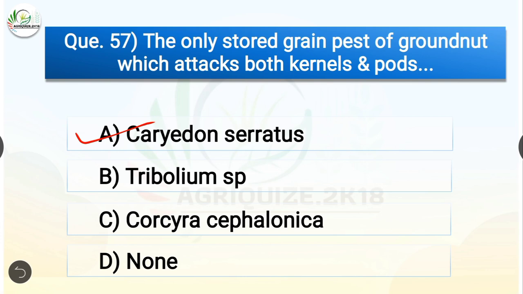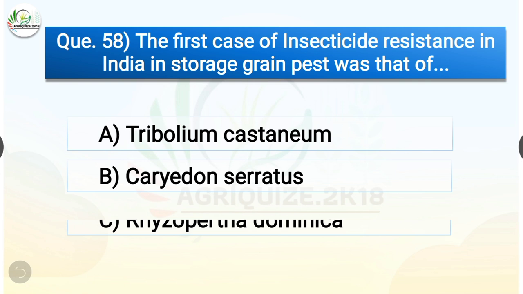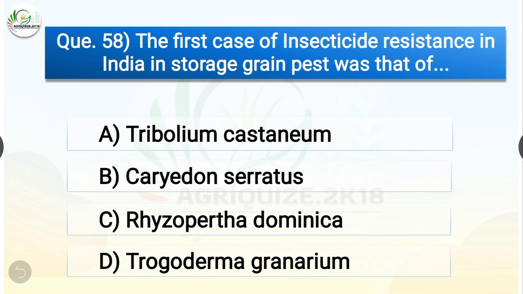Question number 58. The first case of insecticide resistance in India in storage grain pest was that of dash. The options are Tribolium castaneum, Caryedon serratus, Rhyzopertha dominica or Trogoderma granarium. The correct answer is option A, Tribolium castaneum. So the first case of insecticide resistance in India in storage grain pest was that of Tribolium castaneum.